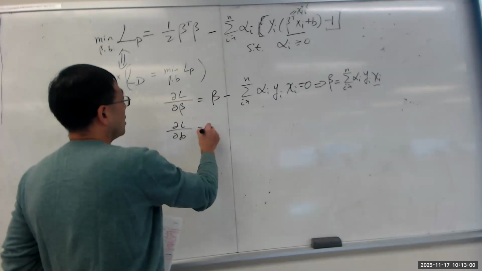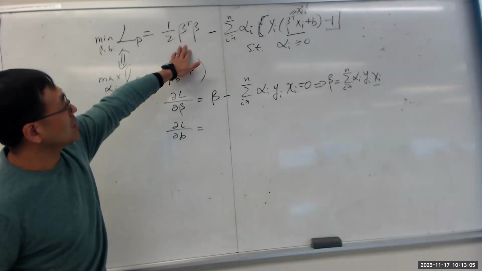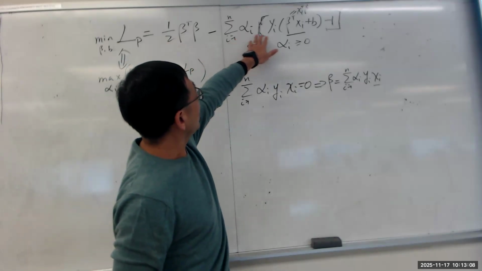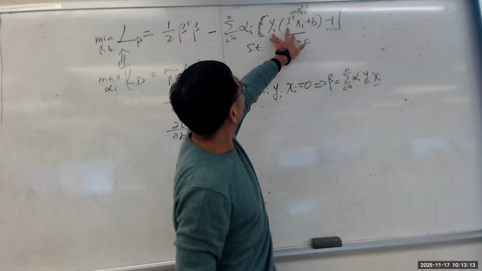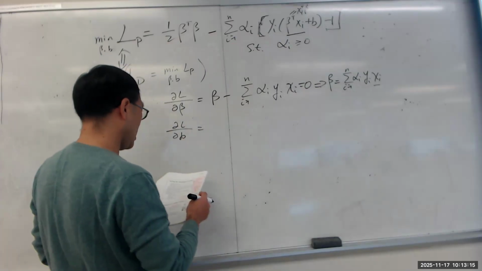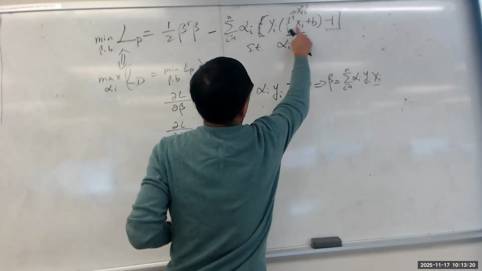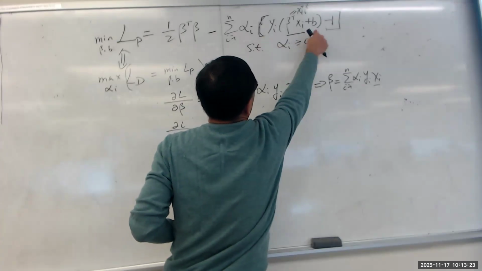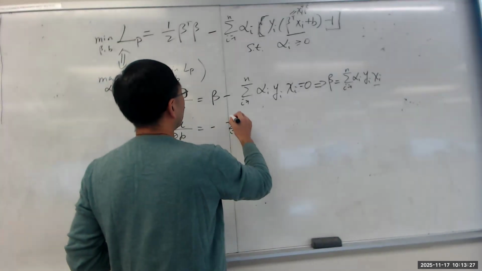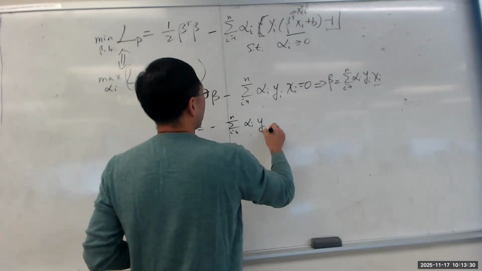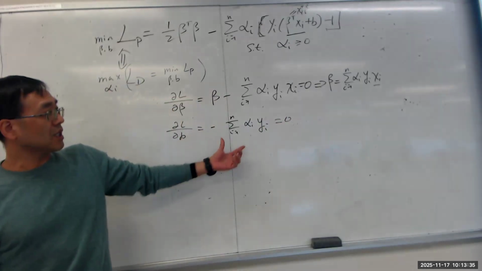dL/db, this is equal to what? With respect to b, this term does not have b, so it is gone. Inside here, the -1 doesn't have b, so it is gone. The first term does not have b either, so it is also gone. So you only have alpha_i y_i b, which contains b. So this is going to be equal to negative summation i from 1 to n of alpha_i y_i, equal to 0, because you're taking the derivative with respect to b.